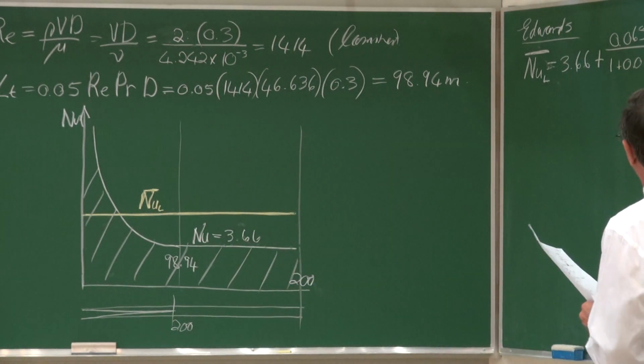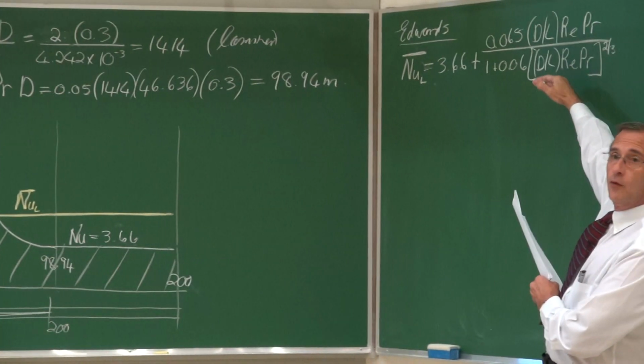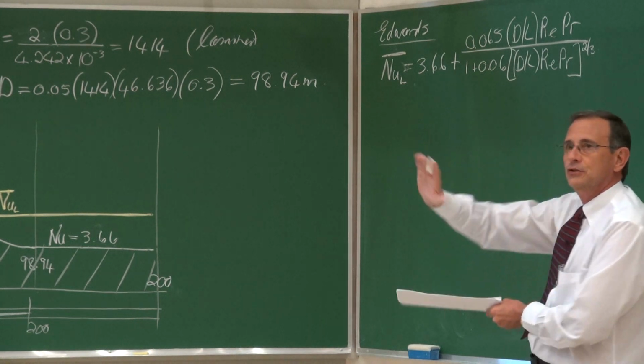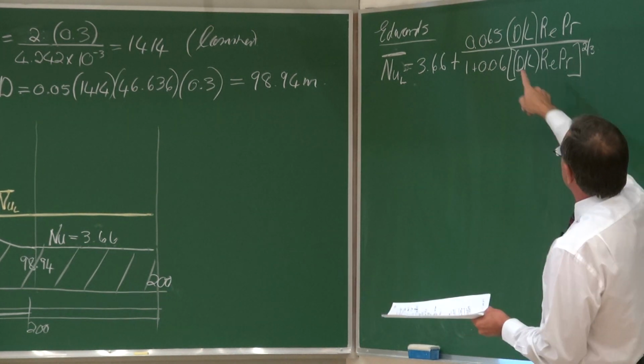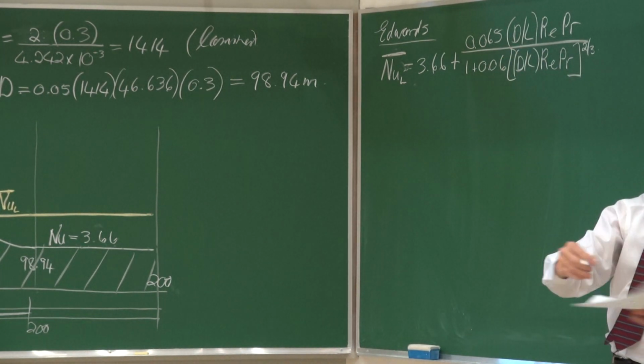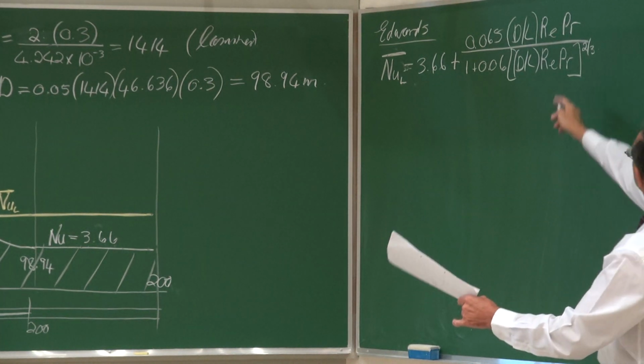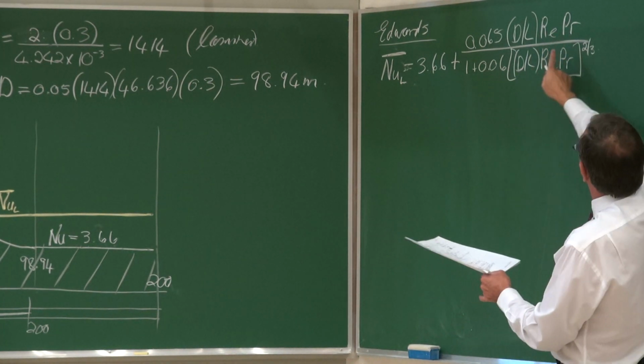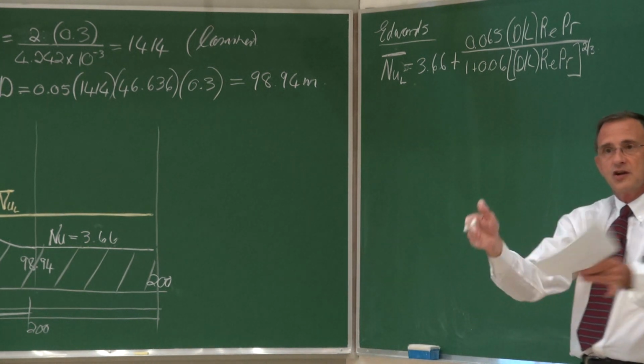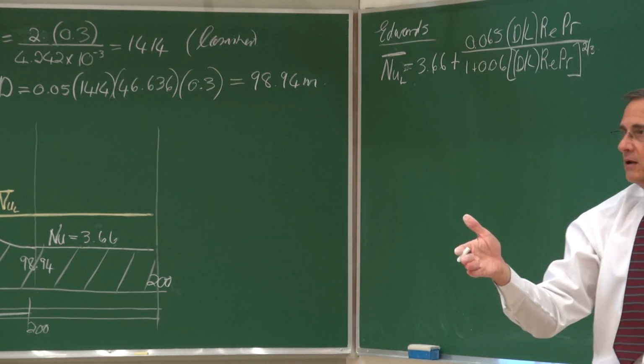Okay. Now I'm not going to put in all the values for us because it's just going to waste some time, but you can do it at home. I think it's very simple. The diameter is 0.3. The length is 200. The Reynolds number is 1414. The Prandtl number is given. So everything, just plug it in and do the calculation.